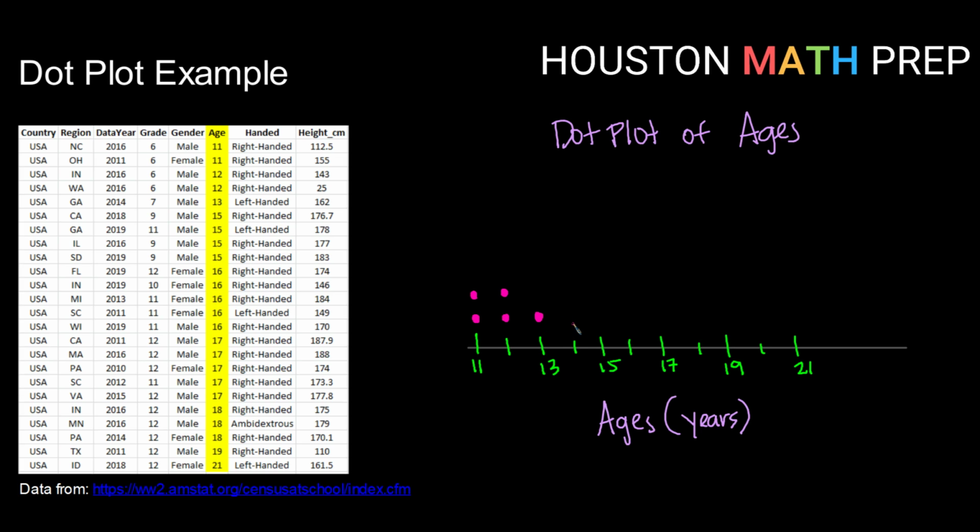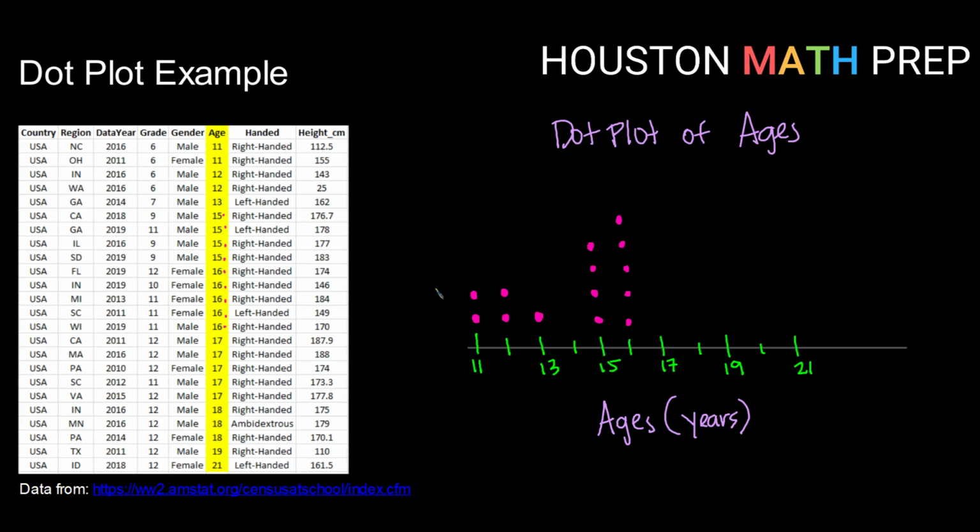I have no 14, so I'm going to go ahead and leave that blank. 15, I have 1, 2, 3, 4 of those. So I'll place 4 dots, trying to space them evenly and align them with my other dots that I have. All right, there's my 4 15s. I have 1, 2, 3, 4, 5 16s.